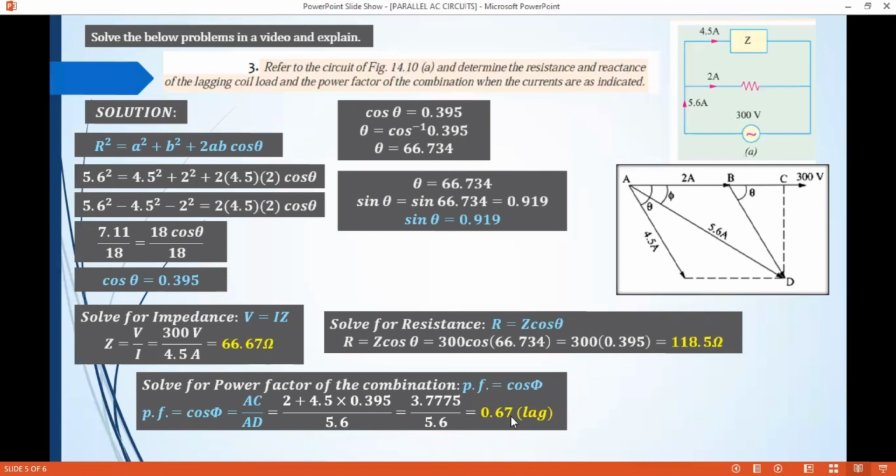So our answer is 0.67 for the power factor, and it is lagging because, as you can see here in the diagram, we have the voltage here, and our power factor is below the voltage, so we have here the 0.67 lagging.